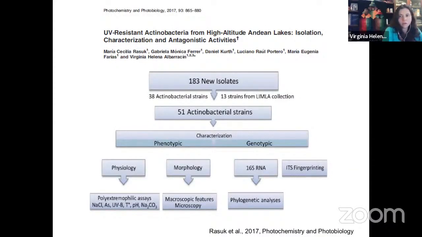Now I will talk more about the UV-resistant Actinobacteria that we found there. This is the paper where we describe them, and I made new isolations. Some of these isolates or strains were already described in previous work. So what we do is a general screening, taking the new isolates and the strains that we already have in the lab from former expeditions. And we make a profile of the polyextremophilic capabilities under chemical or physical stress. We also characterize them by microscopic techniques and phylogenetic analysis.